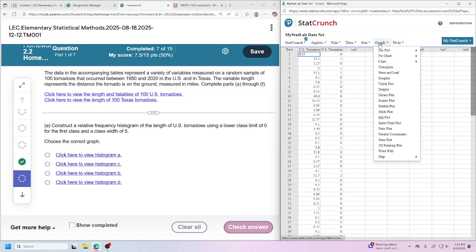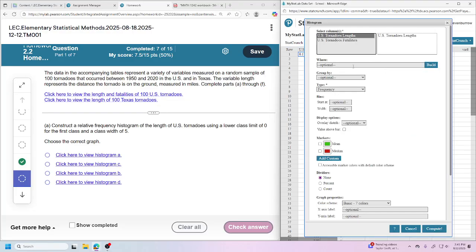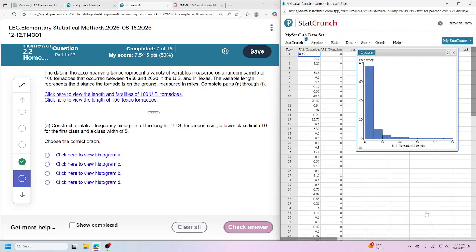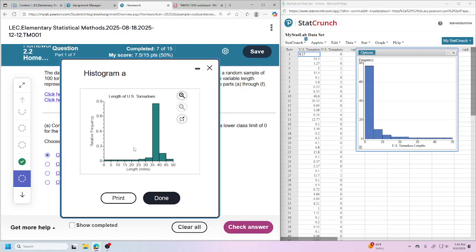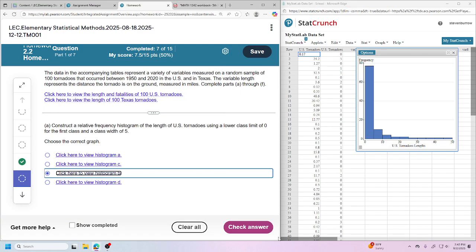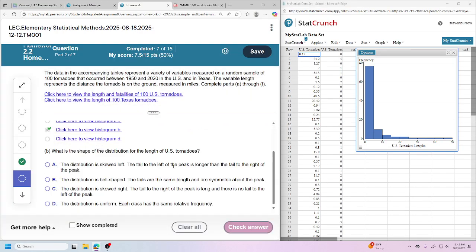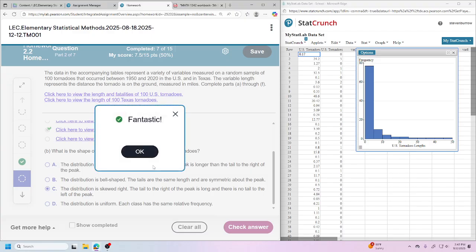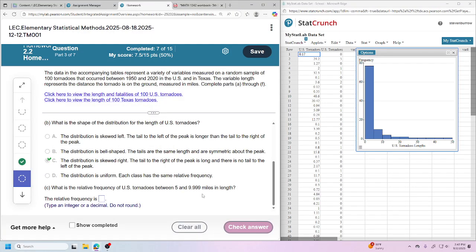Yep. StatCrunch, graph, histogram. Length. And again, we're going to start at 0 and go by 5 because it said so. Compute. All right, so it says which of these graphs makes sense? Is that it? Nah. Next one. Is that it? No. Next one. Is this it? Check it. Which skew again? C, skewed right. Very good. This is where I got it wrong, right here. This is that moment.